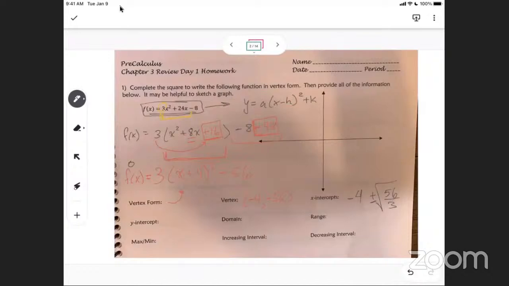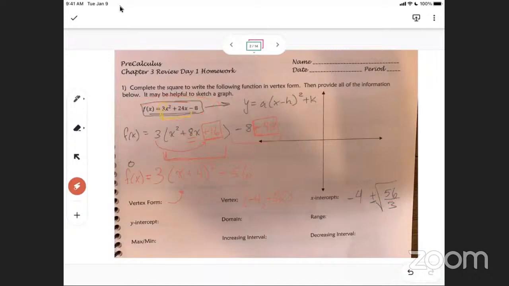So there are my two intercepts. See, I've got the plus or minus sign here. That means one of them is the plus, one of them is the minus. And if they want you to simplify this more, you can, but I don't know if they do for you in this case. No, that's how he's having us leave it. Okay, so that's that.